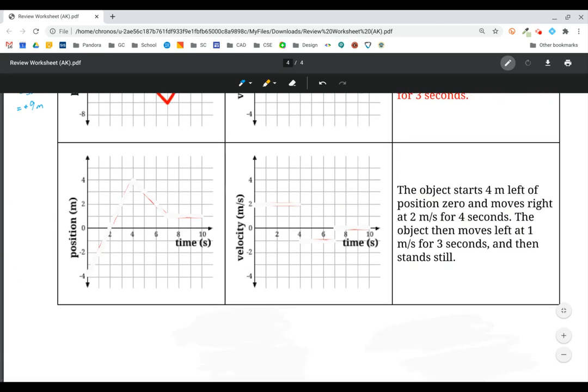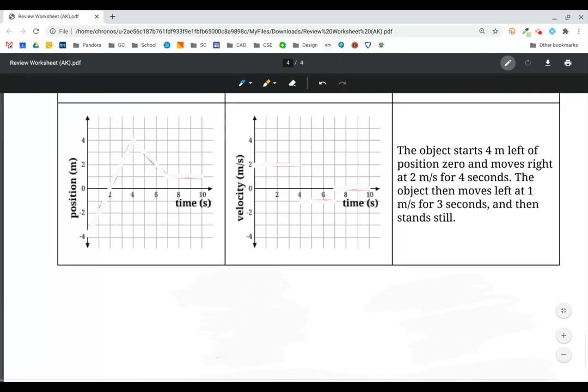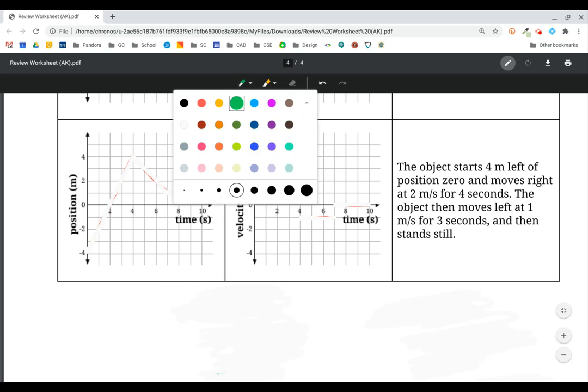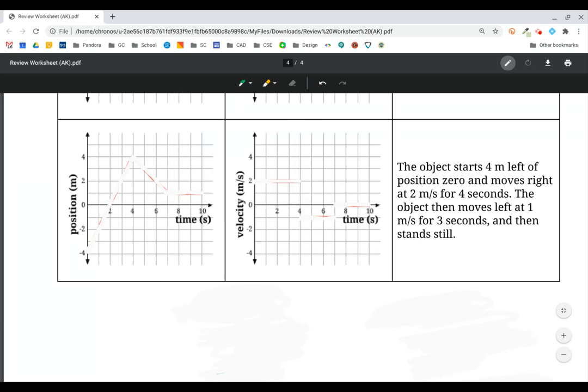And in our last problem, here we've got a written description, and we're going to create both of the graphs. And so I would actually encourage you to start by trying to make the velocity time graph, because this is just given to us in velocities with directions and time durations.